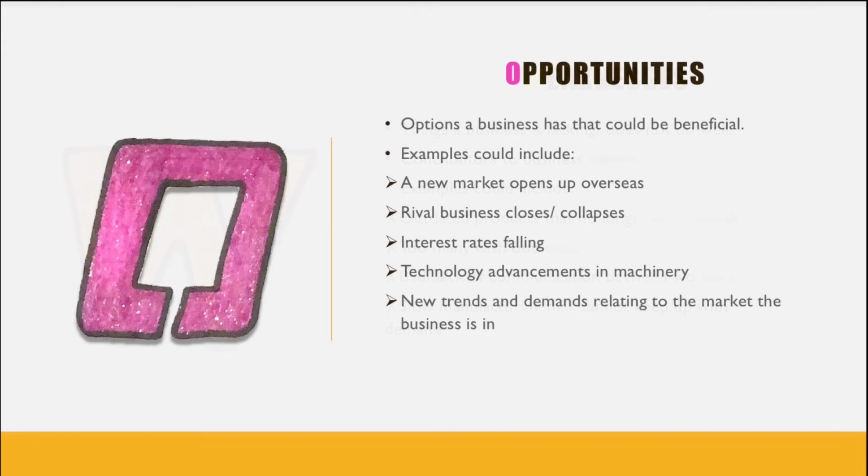Moving on to the external audit, we look at opportunities a business may have. These can be defined as the options a business has that can be beneficial to them. Examples could include a new market opening up overseas, rival businesses closing or collapsing, interest rates falling, advancement in technology which will help the business, for example in machinery, new trends and demands relating to the market the business is in. If these opportunities are acted on, how is this going to benefit the business?